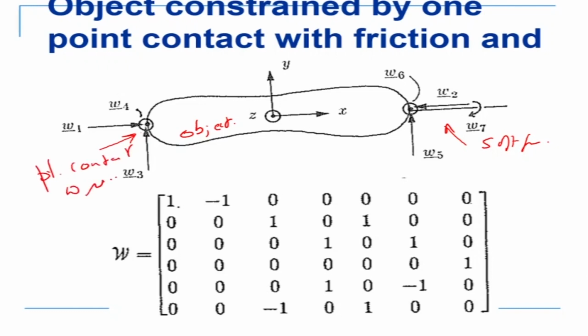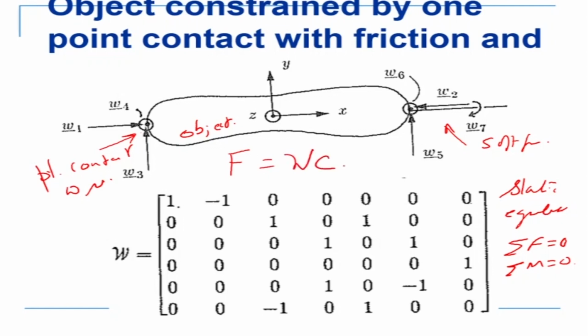with mu. Okay, now what are we trying to do? We are trying to find the condition of static equilibrium, which means sigma f must be equal to 0 and sigma m must be equal to 0. Forces and moments in the x, y and z directions must be equal to 0. Okay, and this is for static equilibrium. So what we are getting is that this force is equal to W into C. Okay, and this is what I was talking about. F is equal to W into C here.